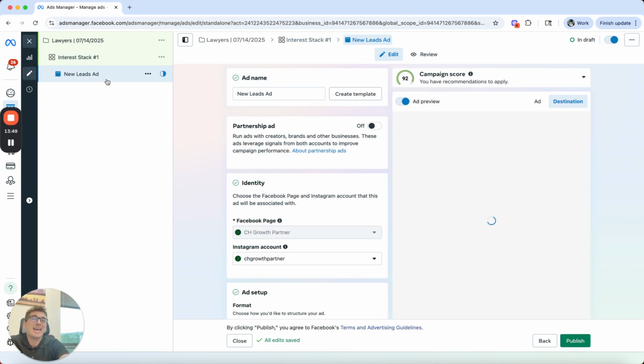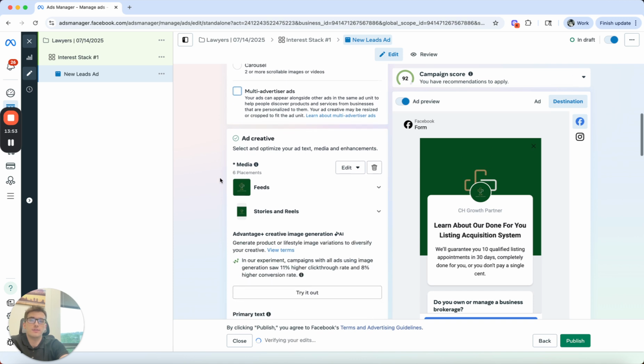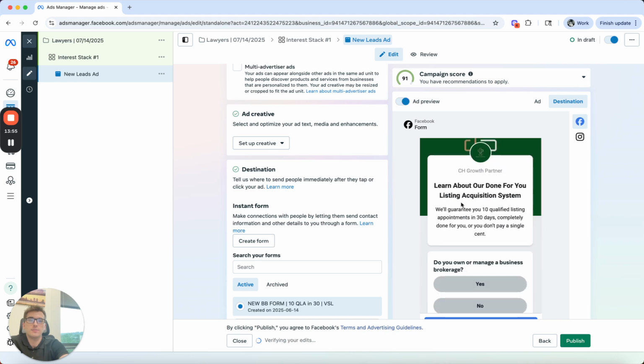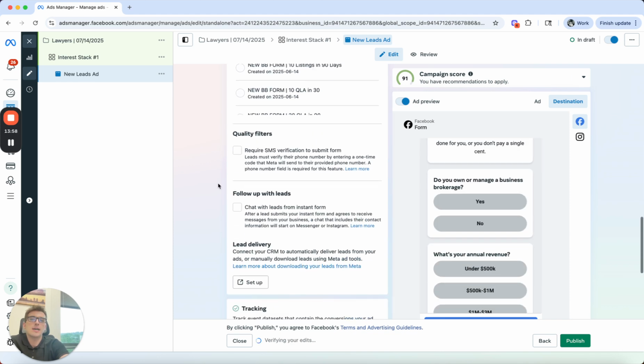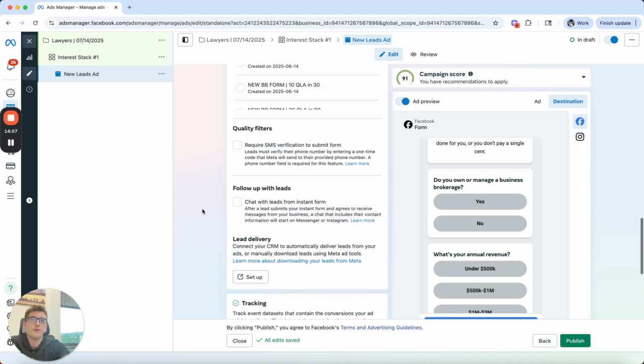And then when it comes to the ad, this is really, really simple. Always check off multi-advertiser ads. Delete the initial media in here because that's irrelevant. If you're using a website, you want to make sure you have the pixel set up. That's a whole other thing I can cover in another video, though.